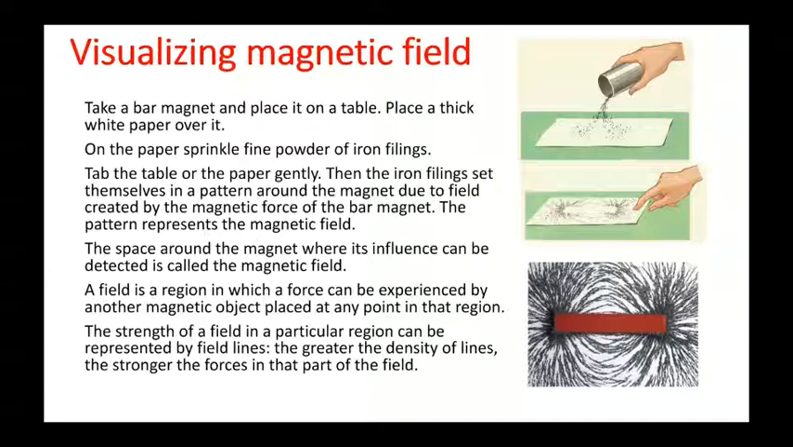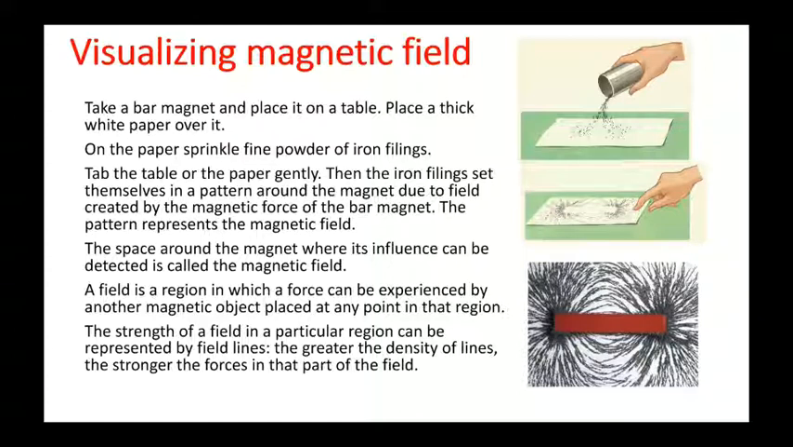Now, if we observe the pattern, these particles have arranged themselves in the form of lines. Curved lines, straight lines, we can observe different types of lines in this pattern. These lines are called magnetic lines of force.